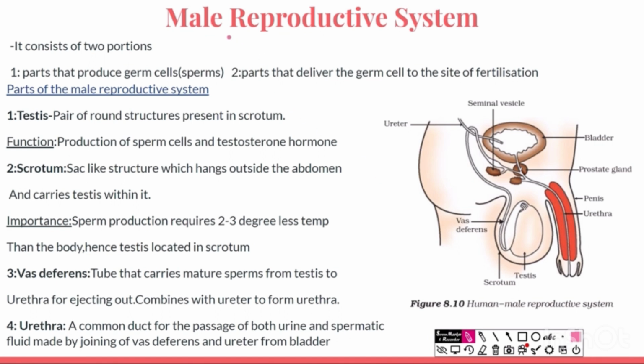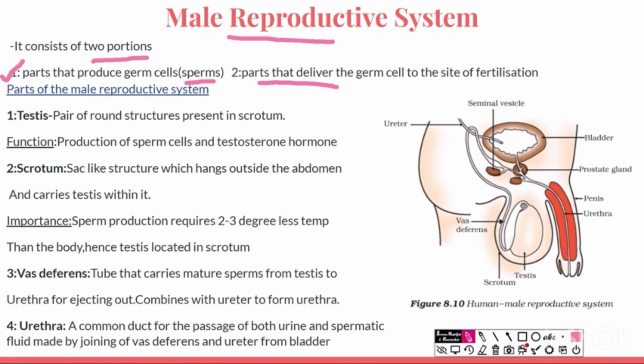Starting with the male reproductive system. What are the different parts of the male reproductive system and what are their different functions? This needs to be remembered, and this needs to be understood very nicely because this can come in exam. So the male reproductive system includes two portions. First are the parts that produce the gametes or the sperms, the germ cells which carry half the number of chromosomes. Then are the parts that deliver these germ cells, which are the sperms, to the site of fertilization. So the site of fertilization is the female body.